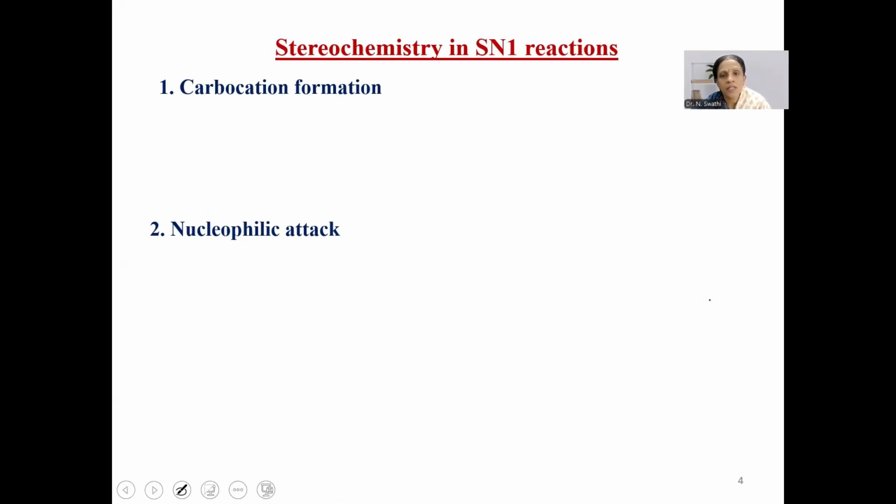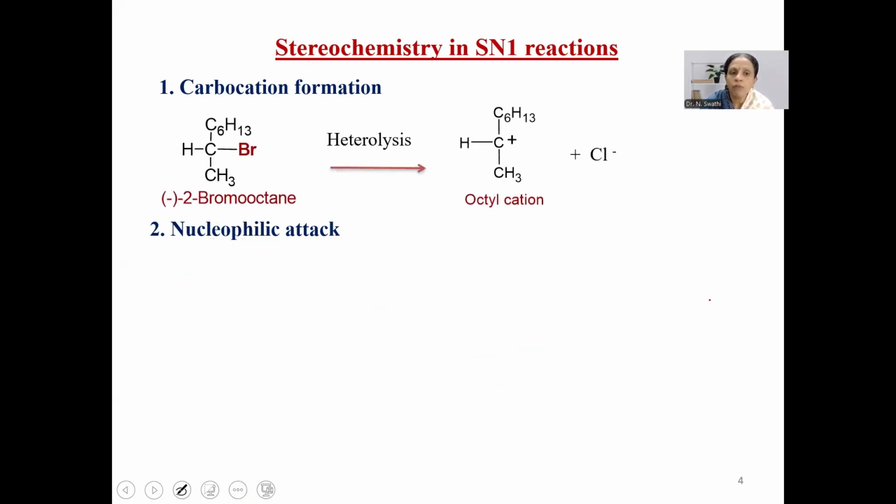Now let us consider the stereochemistry in SN1 reactions by considering a chiral molecule. So chiral molecule means a molecule where the central atom is connected to 4 different groups. So if you consider this example, that is 2-bromo-octane as an example, here the central carbon atom is connected to 4 different groups. That is, one side it has hydrogen, the other side bromine, the third side it is having methyl group, and at the top side it is having C6H13 group, that is hexyl group is there. Okay, so such type of carbon is known as chiral carbon.